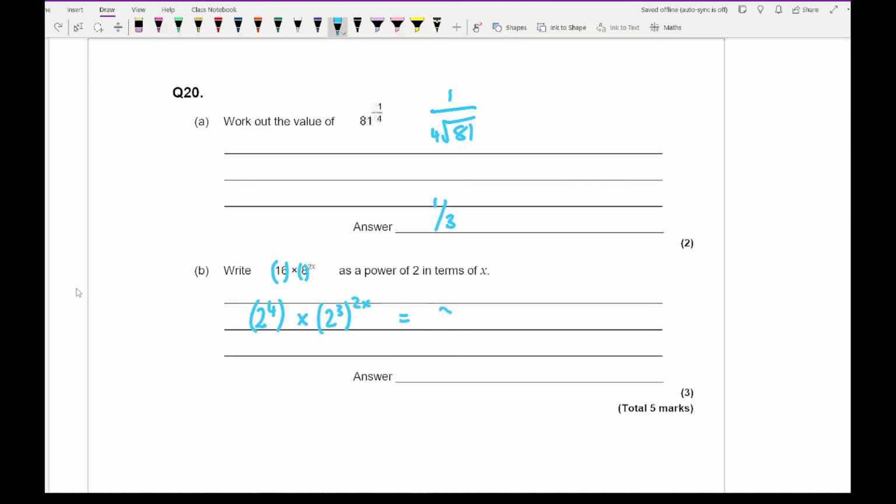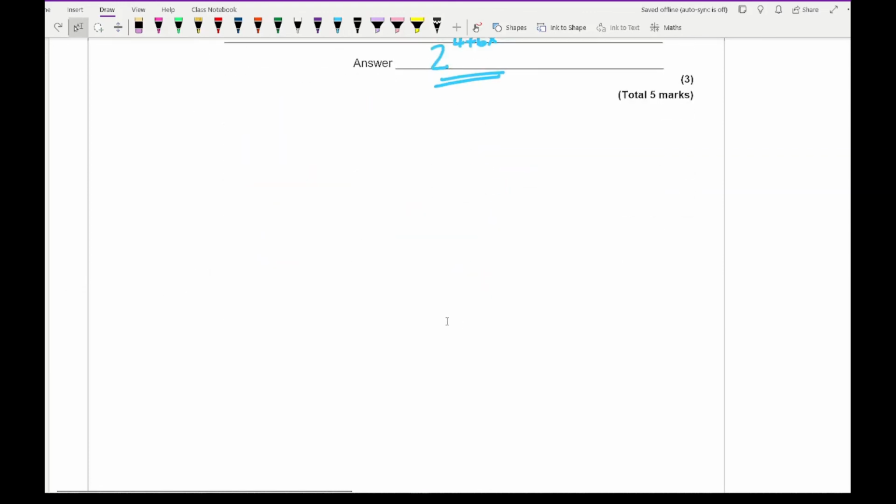Then from this, I've got 2 to the power of 4. When I've got brackets, I multiply the powers. So that's going to be 2 to the power of 6x. And then when I'm multiplying, I add the powers. So it's going to be 2 to the power of 4 plus 6x. And there is my final answer.